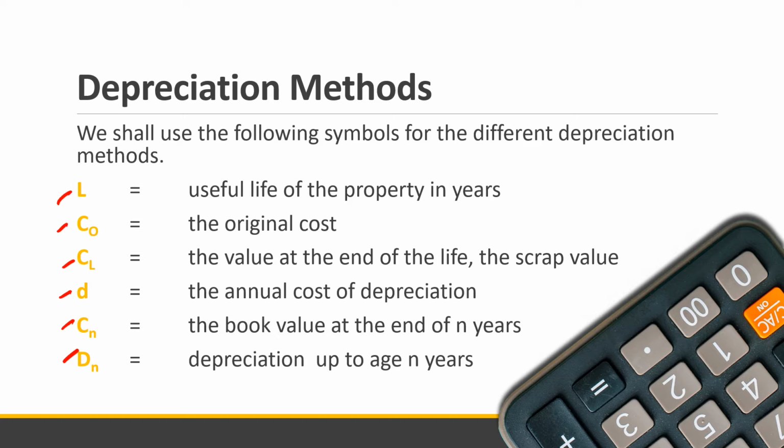And then D is the annual cost of depreciation. Then C sub N is the book value at the end of N years. Say for example, the life is 10 years, so what is the book value at 7 years? That is the C sub N. And D sub N is the depreciation up to the Nth year, so it could be the depreciation at its third year or fifth year. Okay, so you should familiarize yourself with these symbols or variables.